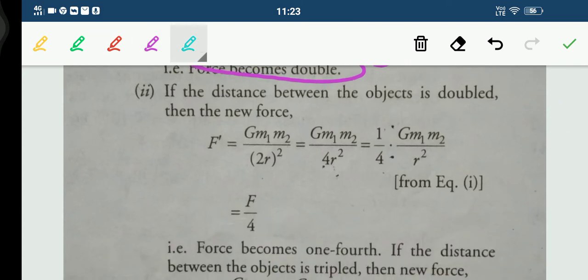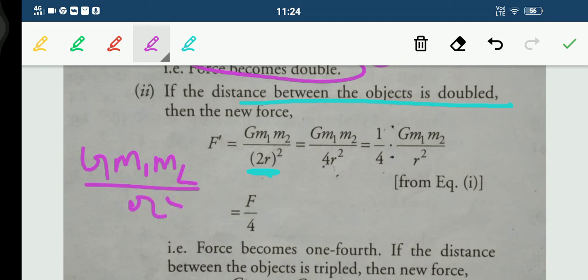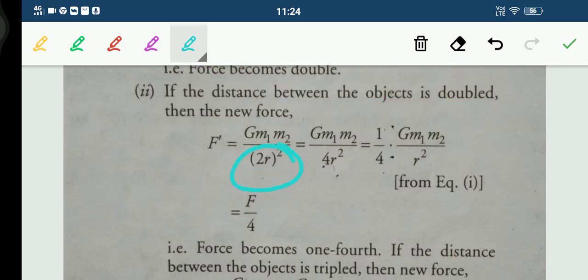Now let's quickly do the second one. The second part consists of two subparts. They are asking if the distance between the objects is doubled. Fine. So we need to double the distance, that is 2r square. What would be the simple formula? That is G m1 m2 upon r square. Fine. But here you all can see, this is the simple formula, but you need to double the distance. So simply do it as 2. Okay students, it becomes (2r) square here. So what would be the answer? 4r square. Fine.